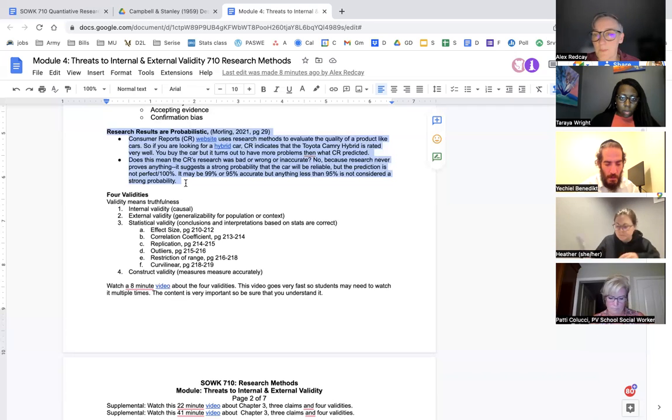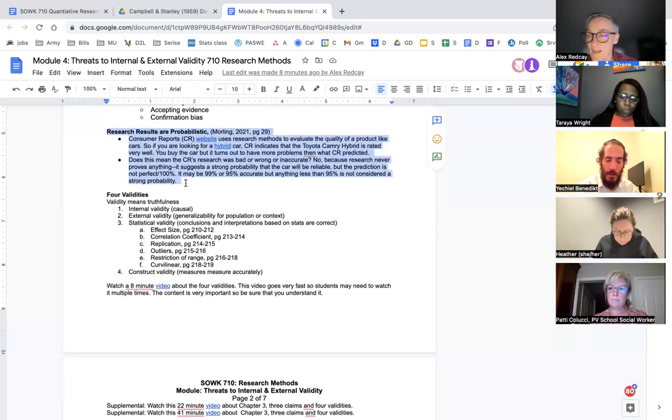Okay, so the example is if Consumer Reports indicates that a Toyota Camry hybrid is a great car and it has very little issues, you happen to buy the car and it has way more issues than what Consumer Reports predicted. So then the question is, is Consumer Reports wrong? Is Consumer Reports bad or unreliable because you bought the car?